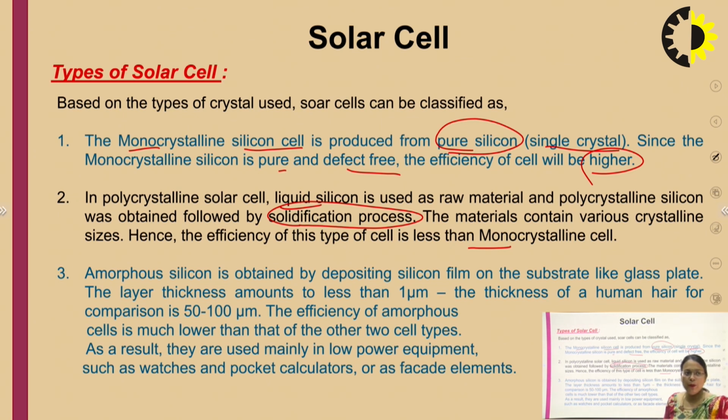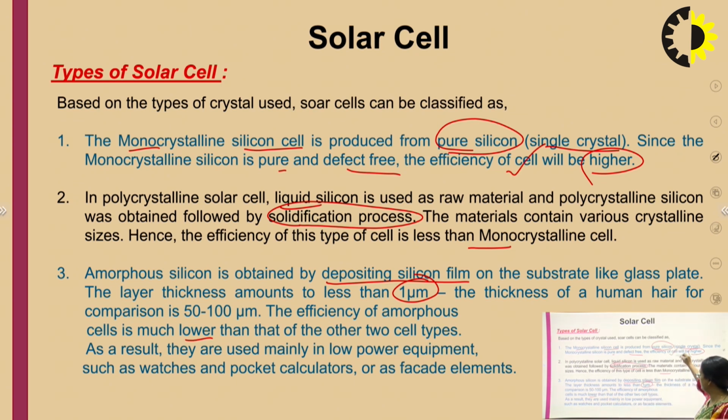When we talk about amorphous silicon, it is obtained by depositing a silicon film on a substrate like a glass plate, right? The layer thickness is less than 1 micrometer, while the thickness of a human hair, for comparison, is about 50 to 100 micrometers. In amorphous silicon the thickness is just 1 micrometer. So you can compare, and the efficiency is much lower than that of these 2 types.